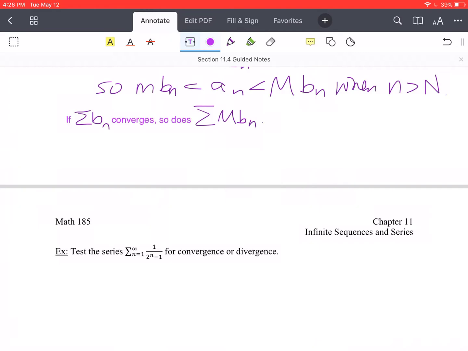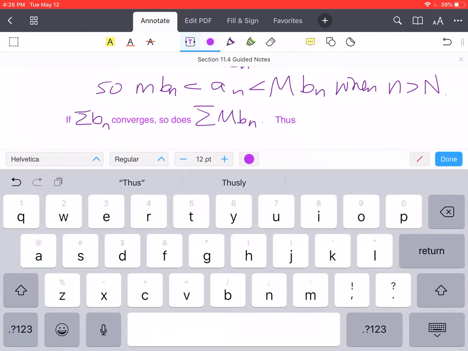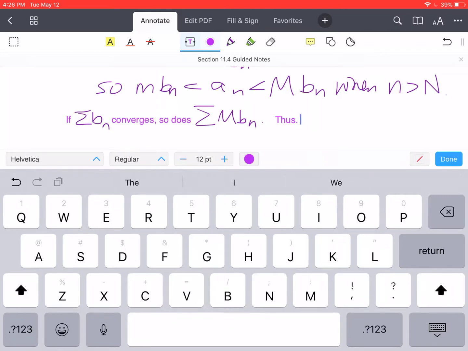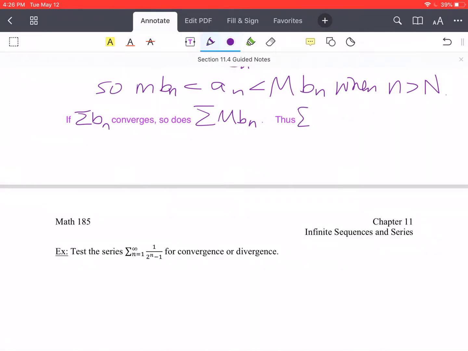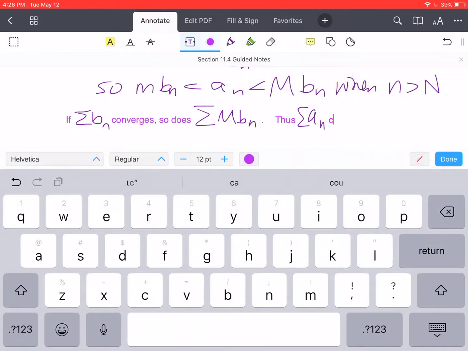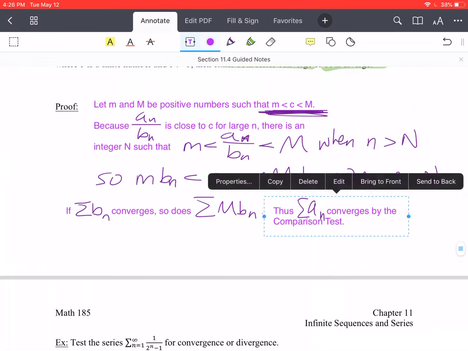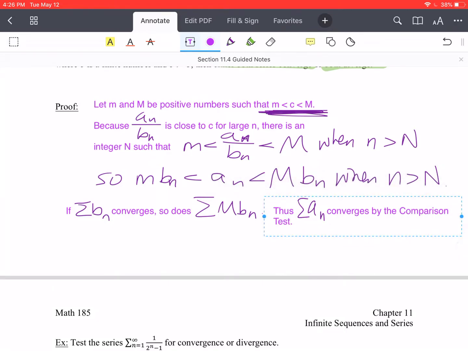Okay, so thus, our series A converges by the comparison test.